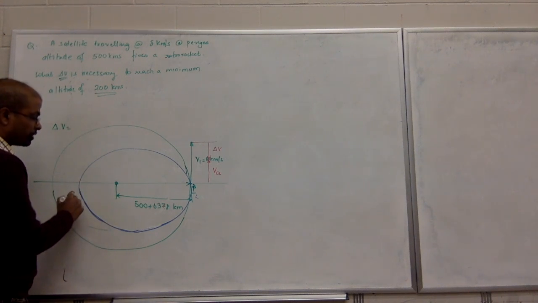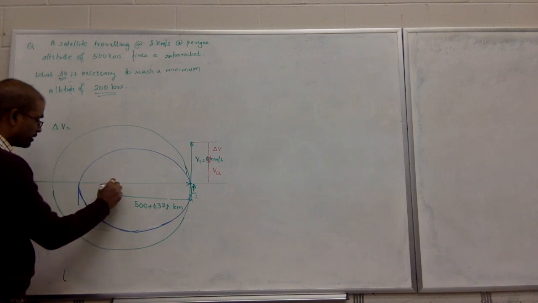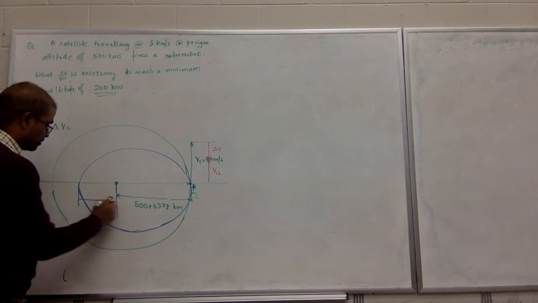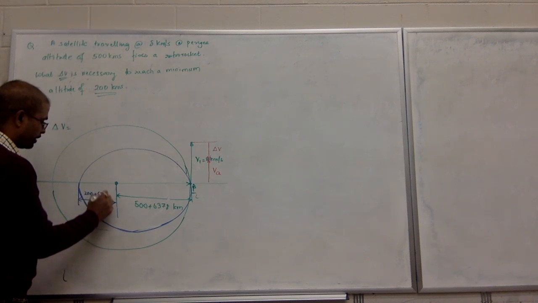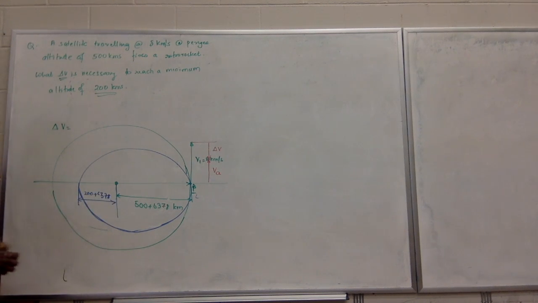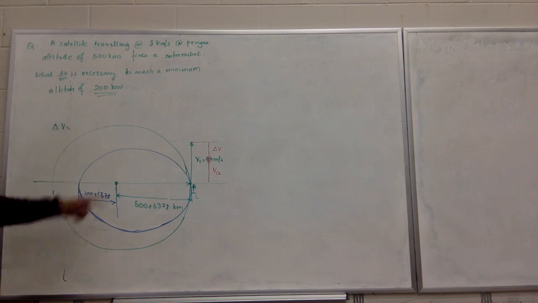This is still the focus, okay? What is this distance? 200 plus 6378. Once you find that number, will that be the number we use to calculate the new perigee, or would we still use the old one? That's what I'm doing.